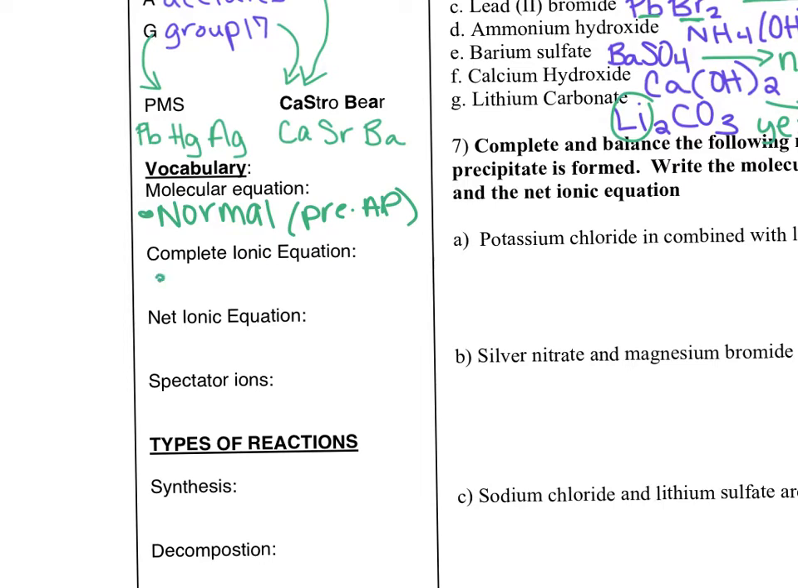Complete ionic. Normal, but split into ions. Once again, these tend to be the longest ones, by the way. We'll only do it for a couple. So with this one, when things have ions, you're going to split them, unless they're insoluble, then you leave them together. And then finally, your net ionic is going to be without spectator ions.